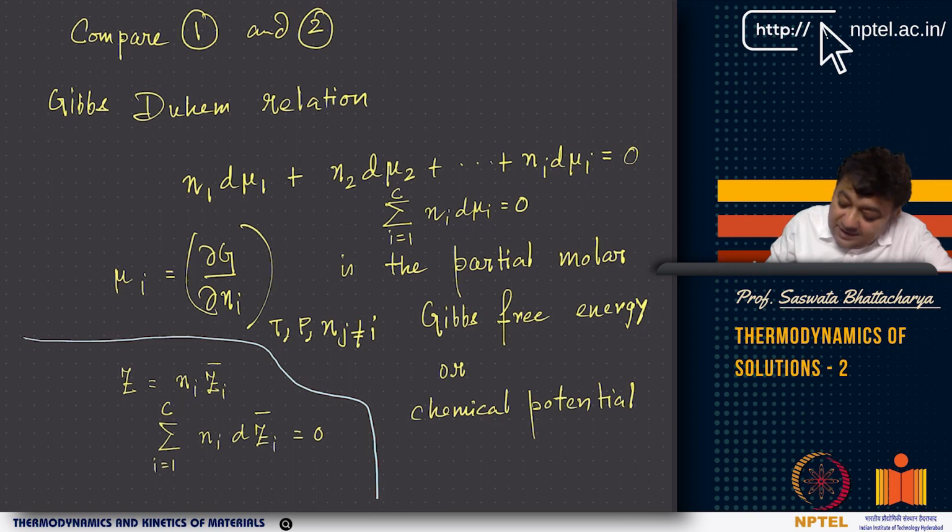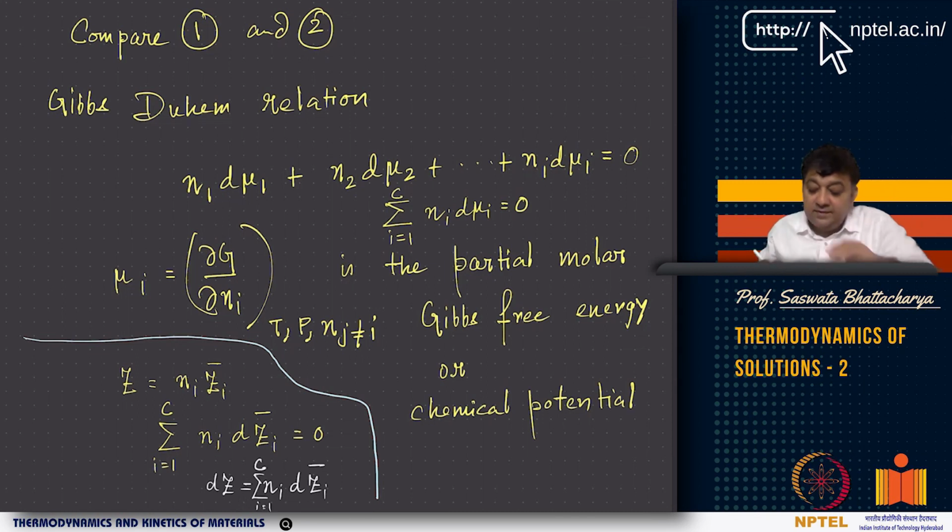And then there is also another equation, that dZ equals Ni d Zi bar. Again, as you can see, the i's are repeating, so there is a summation here over I equal to 1 to C, right? So this is all we know.